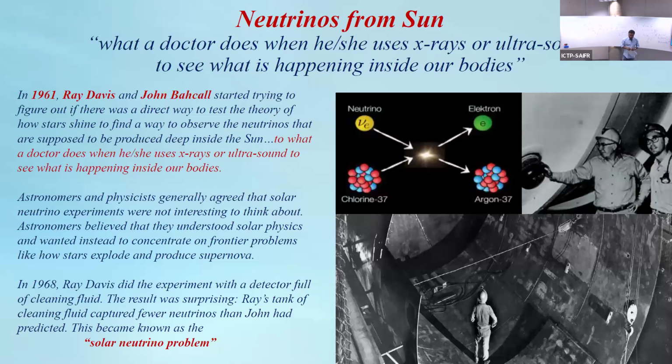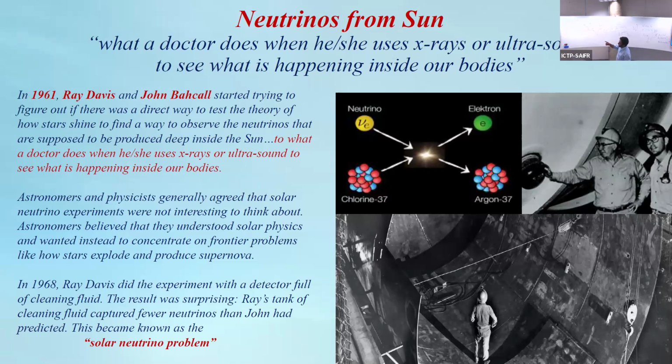And when they tried to look for the solar neutrino, what they expected, they found only 1/3 of it. This is the famous solar neutrino problem, which we are aware of. Ray Davis and John Bahcall, although this experiment started around the '60s, tried to figure out how to detect the solar neutrino.